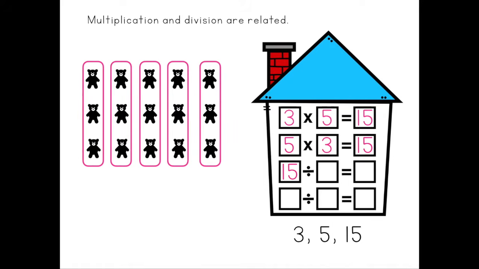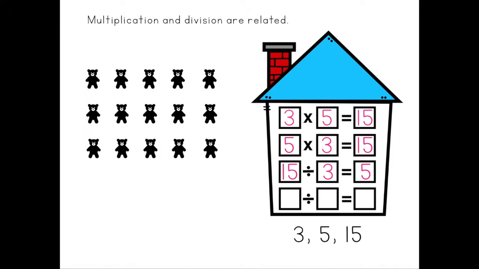Now that I've divided the 15 bears, I can create a division sentence. I had 15 bears and I divided them into groups of 3. Now, how many groups do I have all together? I have 5 groups. So 15 divided by 3 equals 5.